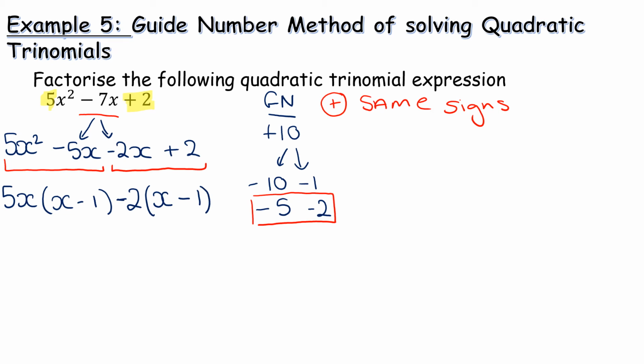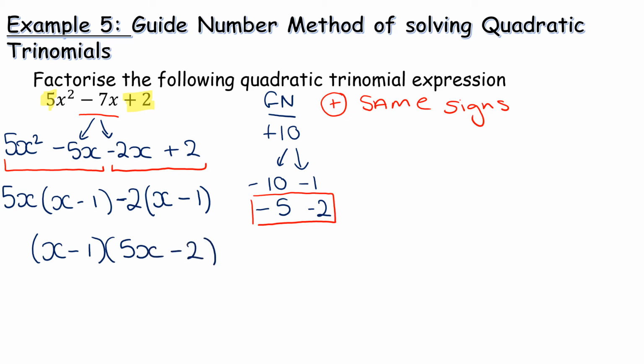Do a little multiplication back in your head if you want to double check. Minus 2 by x, minus 2x. Minus 2 by minus 1, plus 2. Yeah, that looks good. Double check your brackets are the same. They are. That gives me x minus 1, 5x minus 2.